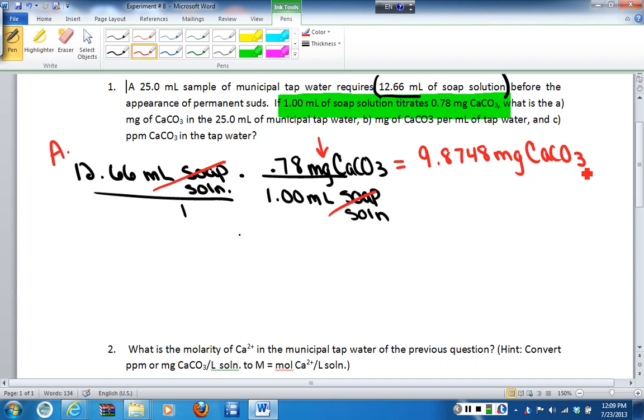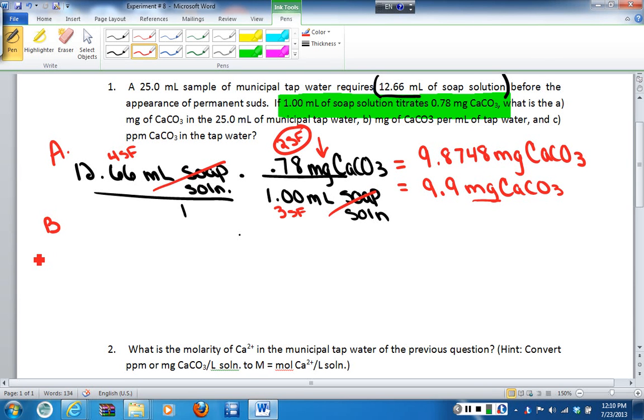Now, we always have to pay attention to significant figures, and we see that this number has 4 significant figures. This has 2 sig figs, while this one has 3 sig figs. Since we are multiplying and dividing, we go by the fewest number of significant figures. So our answer for part A would be 9.9 milligrams of calcium carbonate. Now, to answer part B, we want the milligrams of calcium carbonate per mL of tap water. What we have right now for A is simply the milligrams of calcium carbonate. Now we want the milligrams of calcium carbonate per milliliter.